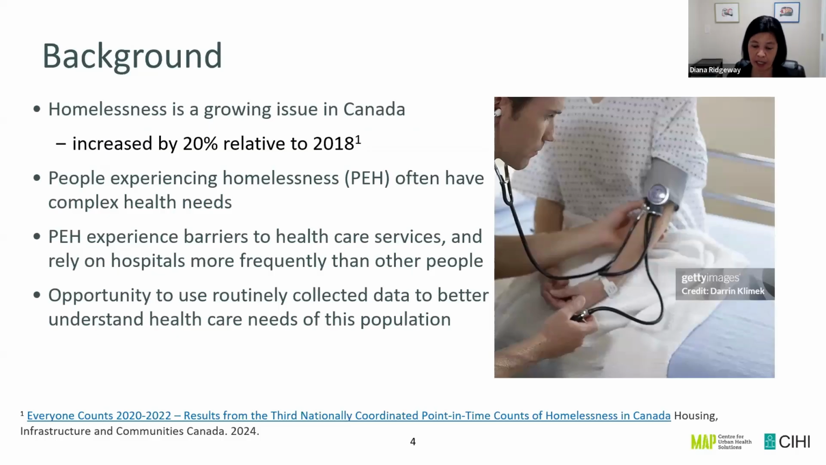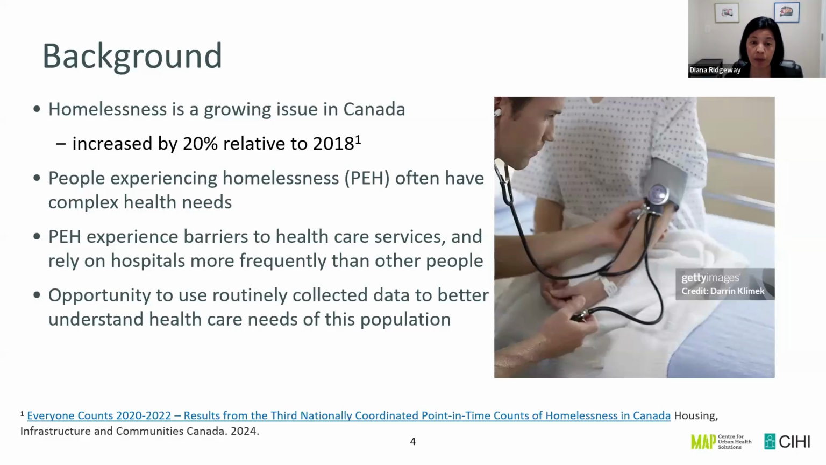Homelessness is an issue affecting communities across Canada. Studies coordinated by the federal government have shown that prevalence is increasing. According to the most recent government report, homelessness increased by 20% in the span of just a few years. People experiencing homelessness often have complex health needs and experience challenges that contribute to their poor health outcomes, including a much lower life expectancy than the general population.